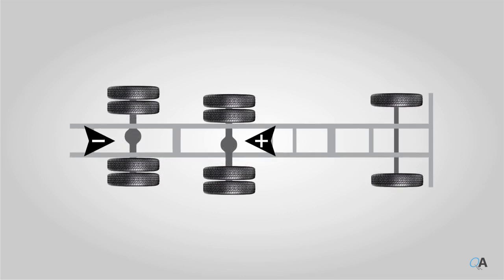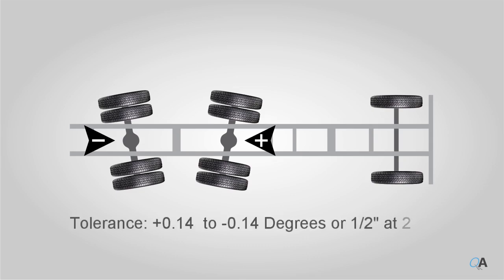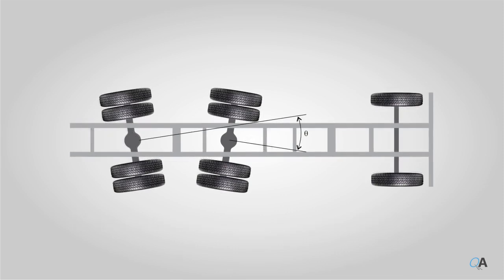RP 642 specifies a lateral offset target value of 0 inches, and manufacturers generally recommend a tolerance range of positive 1/8 to negative 1/8 of an inch. RP 642 also specifies a target value of 0 degrees for the axle thrust angle, and a tolerance range of positive 0.14 to negative 0.14 degrees, or 1/2 inch of lateral deviation over a 200-inch measurement distance. Furthermore, manufacturers generally recommend that the difference between axle thrust angles should be less than 0.08 degrees for a tandem drive configuration, to reduce drive axle steering.